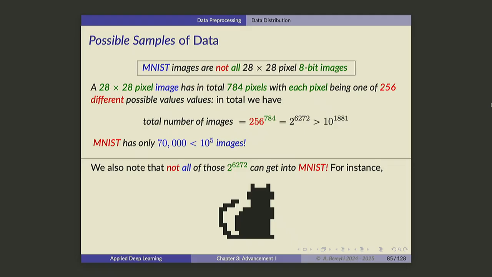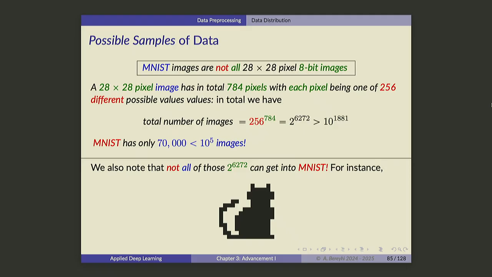So this 10 to the power 2,000, not all of them are MNIST images, right? For example, this one is again 28 by 28, an 8-bit pixel image, but it's not a handwritten digit, right? So this also counts here, but it's not inside MNIST. So you get the idea.